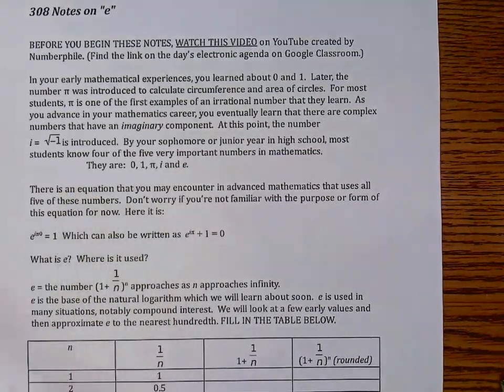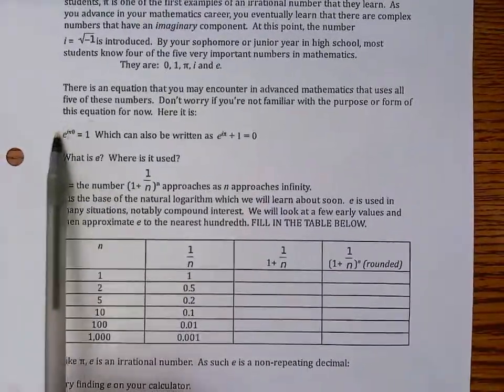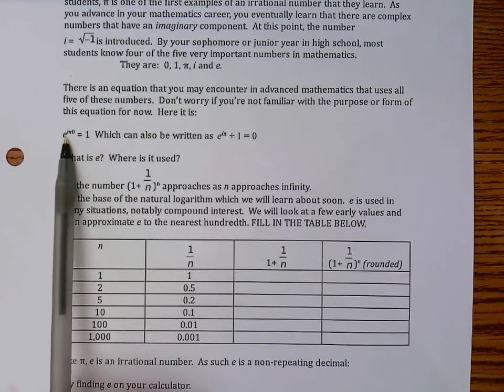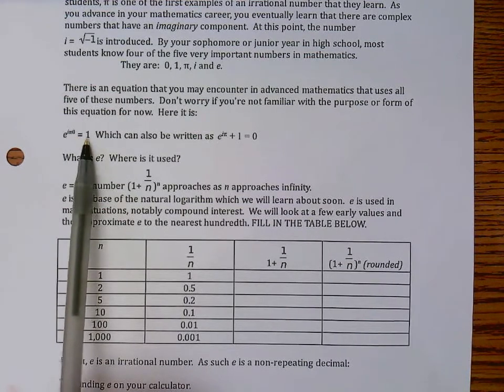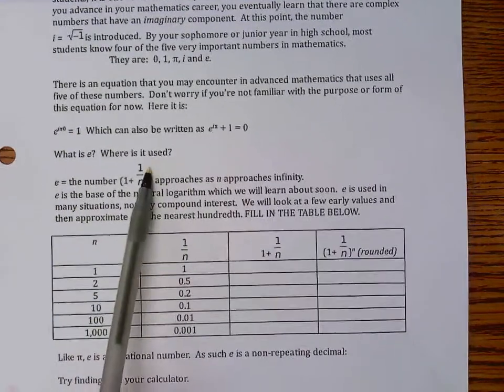There's an equation that you may encounter in advanced mathematics, which is written like this. It relates the 5 important numbers: e to the i times pi, to the 0 power, equals 1. But anything to the 0 power is 1, so it's not that interesting. But where is e used?